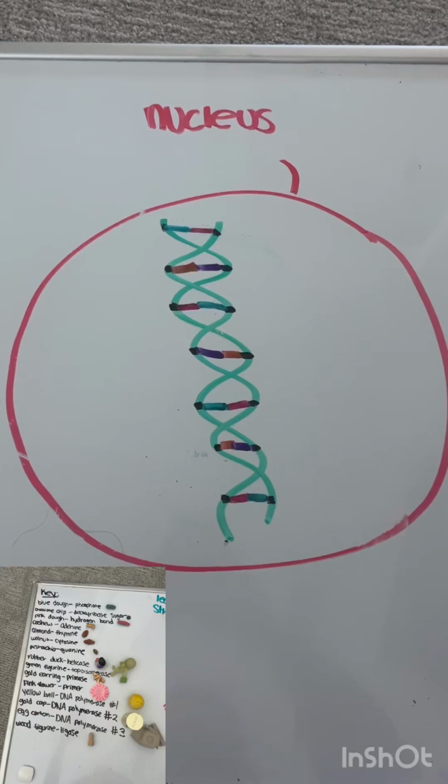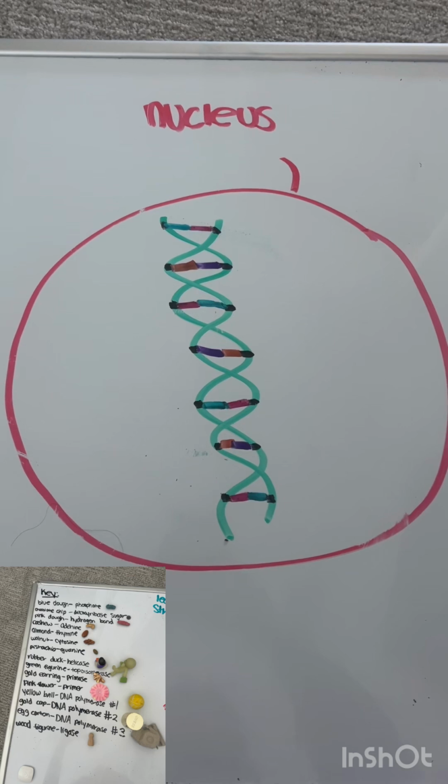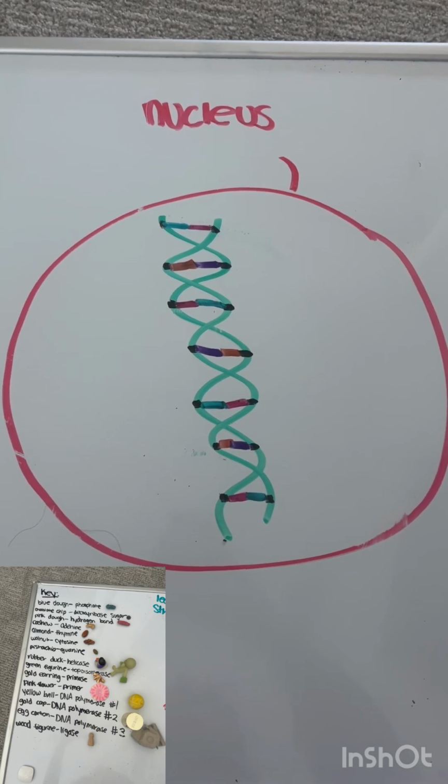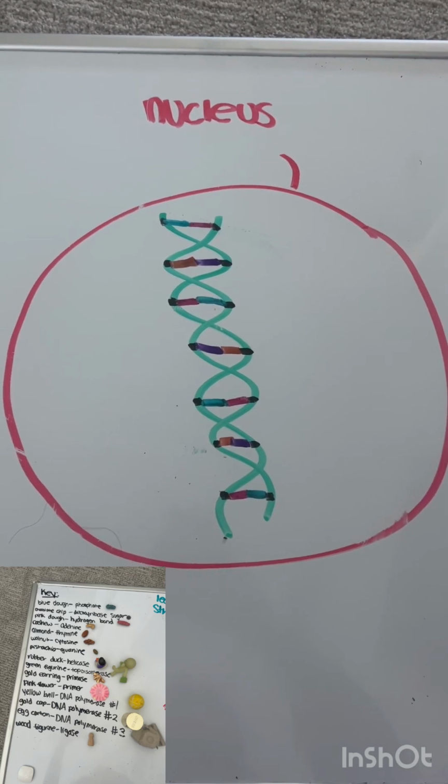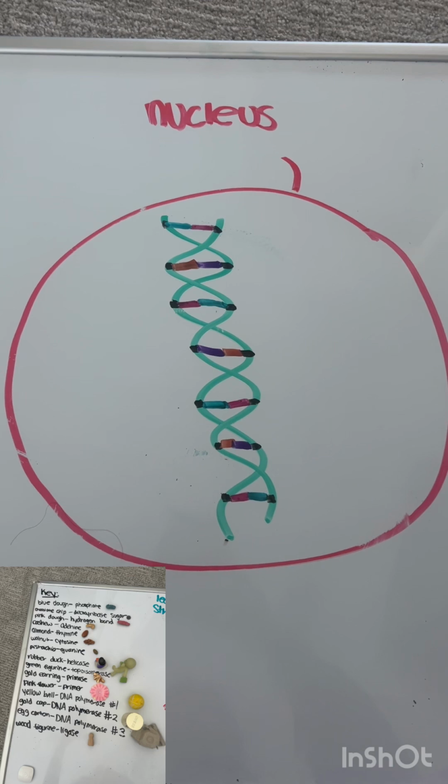Hello, in this video we will be discussing DNA replication and what it entails. DNA is stored in the nucleus of a cell. DNA replication occurs during the S phase of a cell cycle when the cell is getting ready to divide. This is to ensure that both daughter cells contain the same exact genetic information after cell division.